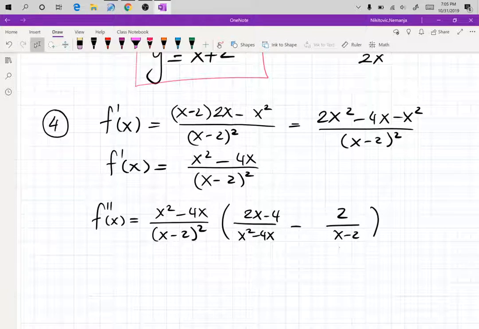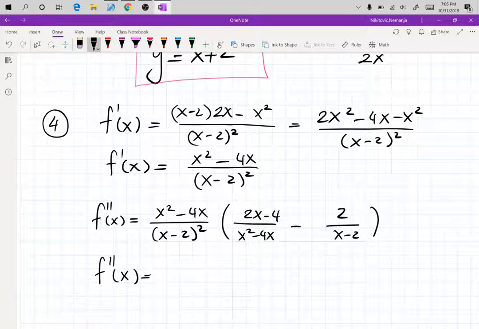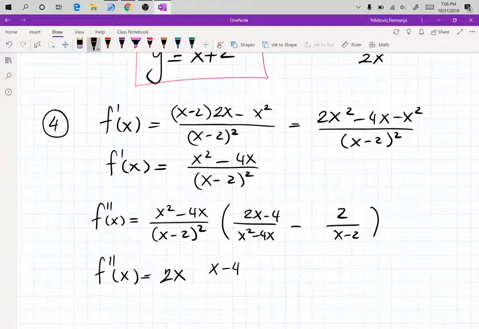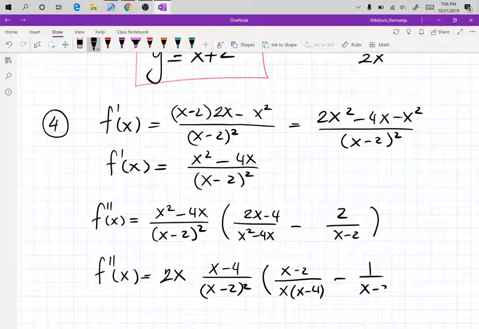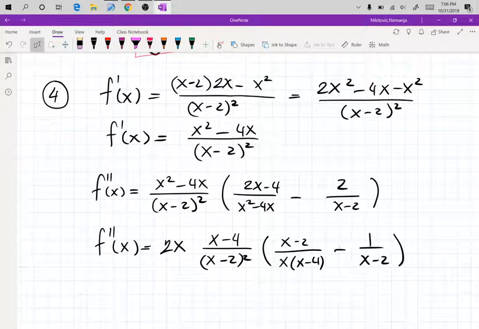And I can simplify the second derivative a little bit. I factor out 2 and I factor out x, so there will be a 2x over here. The next one is, since I kicked x out, I have x minus 4 divided by x minus 2 squared times the parenthesis of x minus 2 divided by x minus 4 minus 1 over x minus 2. It's easier for when we need to set it equal to 0.